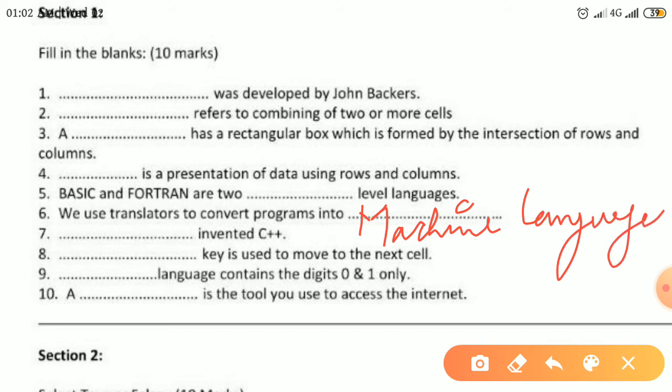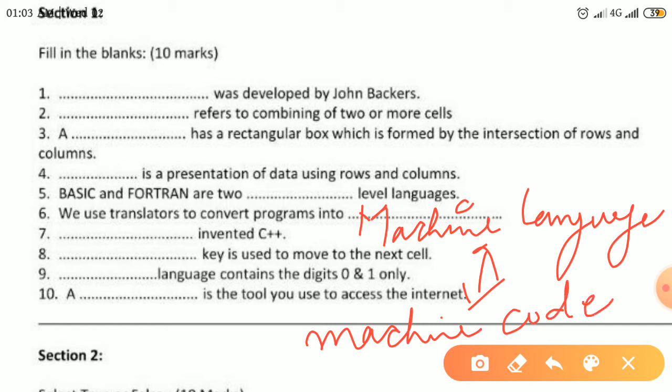Okay, if you have written machine language, then also I have given you the marks. Or if you have written machine code, then also I have given you the marks. But for high level language, I have not given you the marks.